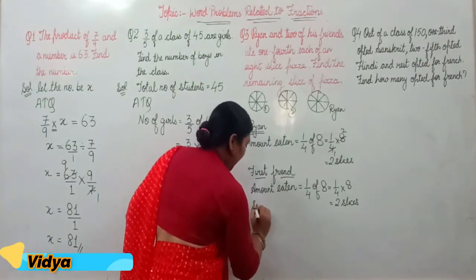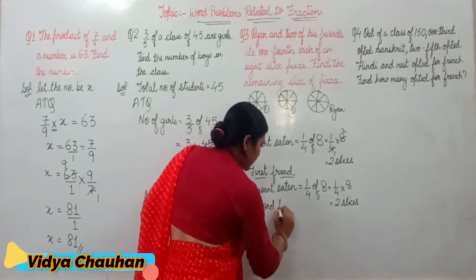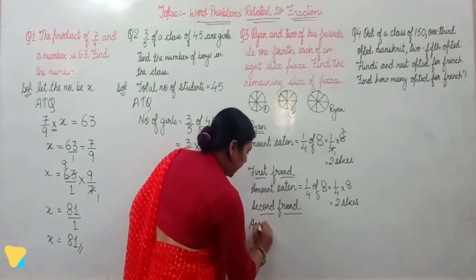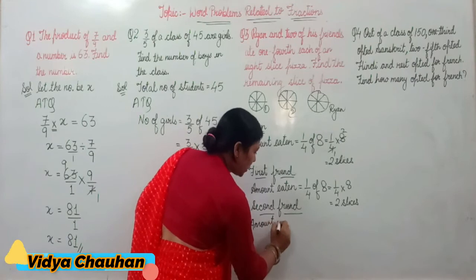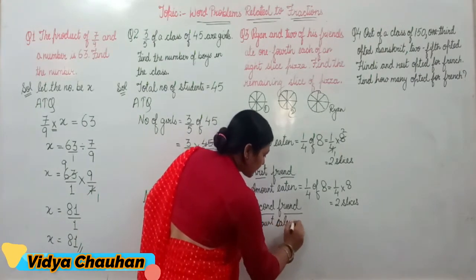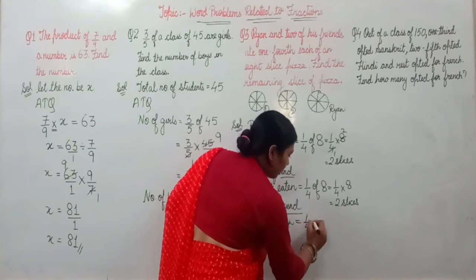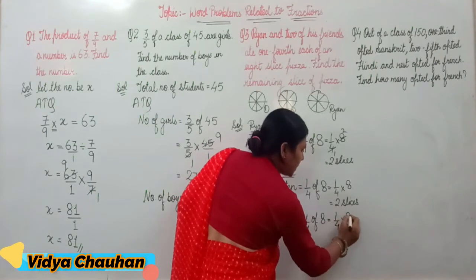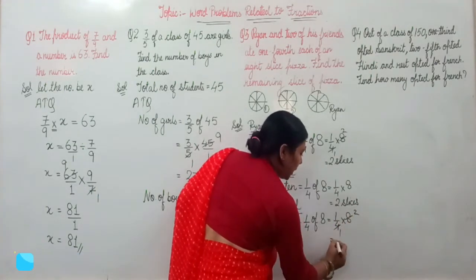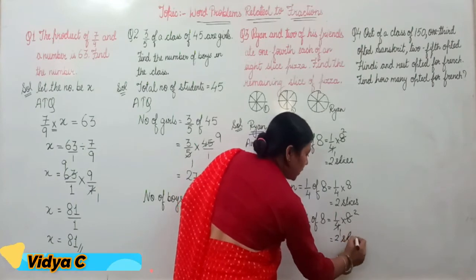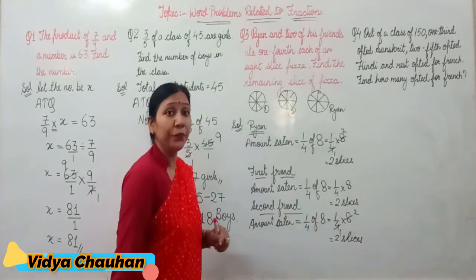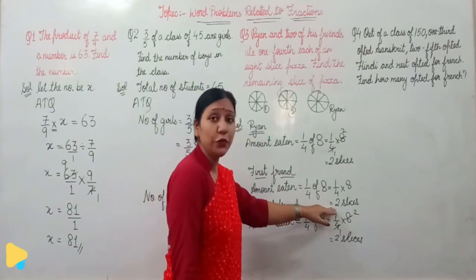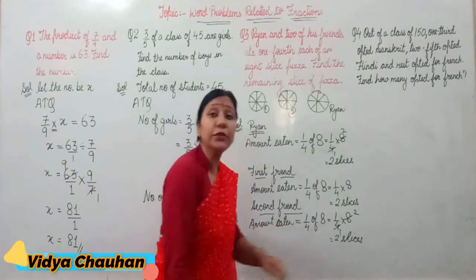Then, the second friend. Let's talk about the second friend. The second friend has also taken the same amount as given in the question. So the second friend has also eaten 1/4 of 8, which is 1/4 multiplied by 8. 1 times 2, that means he has also taken 2 slices of pizza. So individually Rayan has eaten up 2 slices. The first friend has also eaten 2 slices. The second friend has also eaten 2 slices.